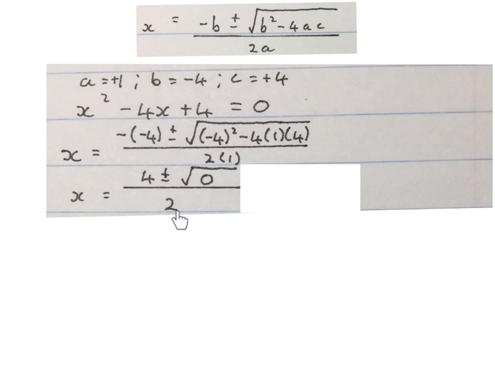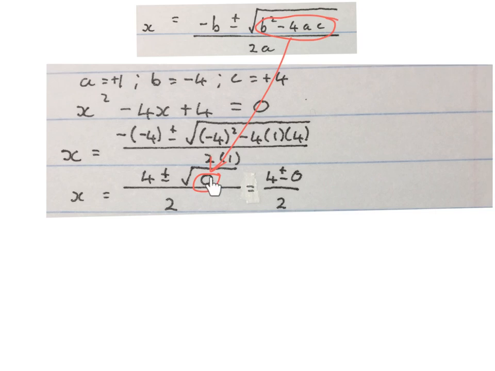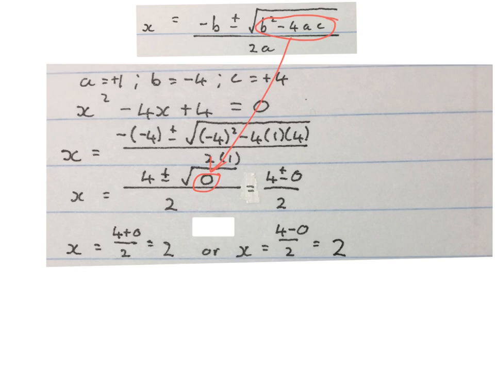Three parts worked out separately. The answer we got of b squared minus 4ac was naught. This will influence our answer. Let's see how. Naught can be square rooted. The square root of naught is naught. Now careful. Here we are going to get two answers. 4 plus naught over 2 and 4 minus naught over 2. So the one answer is x equals 2 or x equals 2.